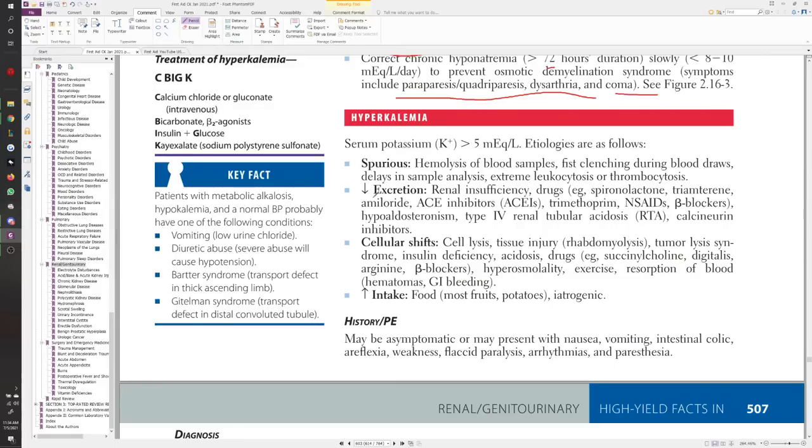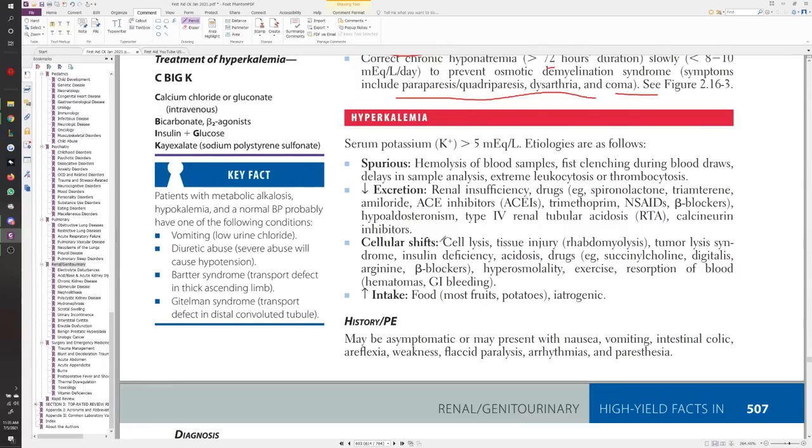So this is one. The other one, decreased excretion: renal insufficiency, drugs that cause you to not excrete potassium, such as spironolactone, a potassium sparing diuretic, right? ACE inhibitors, trimethoprim, beta blockers. Remember, beta blockers also work on your insulin secretion, so it affects the pancreas. Hypoaldosteronism, where you don't have aldosterone. If you don't have aldosterone, you're going to lose sodium and retain potassium, right? When you do have aldosterone, you retain sodium and lose potassium. That's how they work. Type 4 renal tubular acidosis and calcineurin inhibitors. Calcineurin inhibitors were your cancer drugs in the immunology section in Step 1 First Aid.